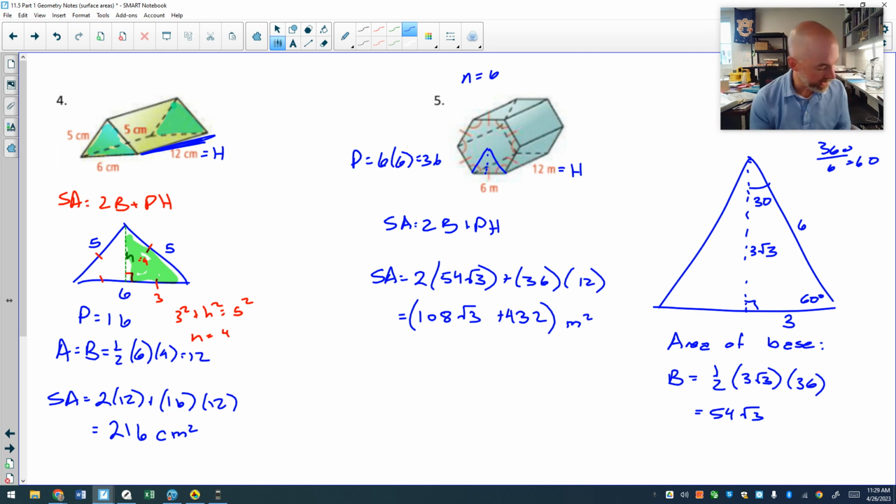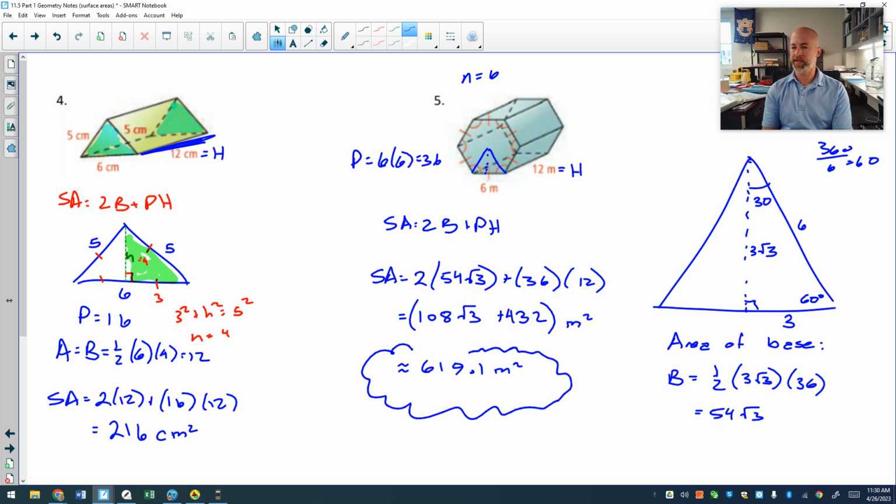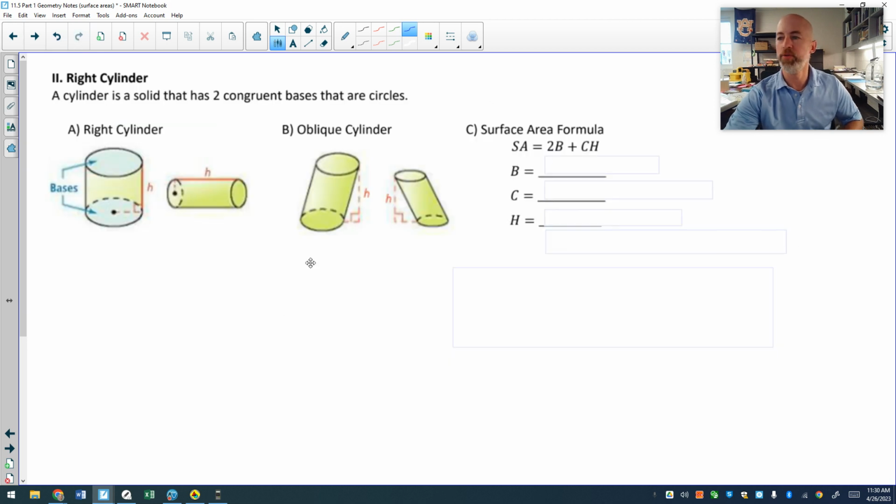If you punch that in a calculator to get a decimal, it would be 619.1. And that's really an approximation. I shouldn't say equals. That is rounded. And I'm just going to put that in the thought cloud because I still prefer that radical answer up here. So there we go with prisms.